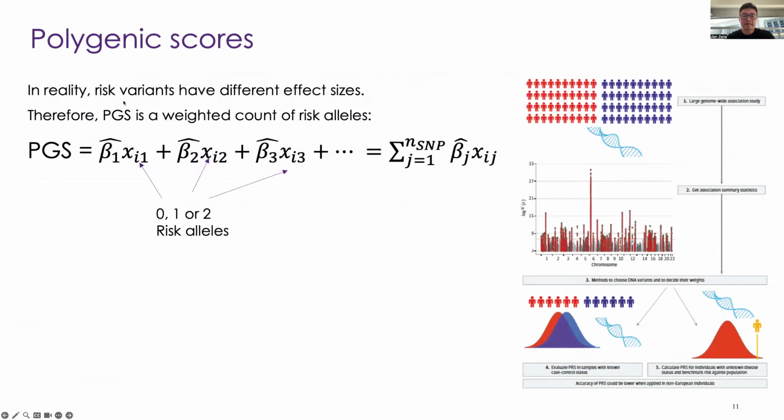In reality, different variants also have different effect sizes. So a PGS is a weighted sum of genotypes across SNPs. Each SNP contributes 0, 1, or 2 copies of the risk allele, multiplied by an estimated effect size from GWAS. The key questions in this equation include which SNPs we want to include and what their weights are.